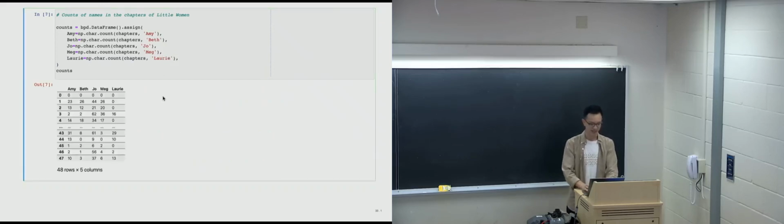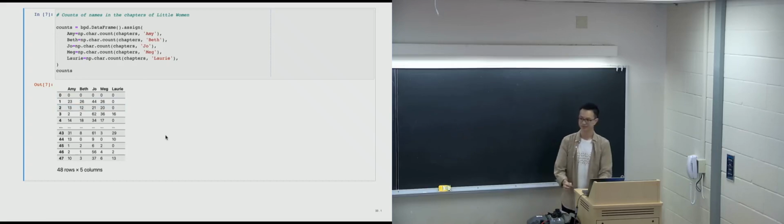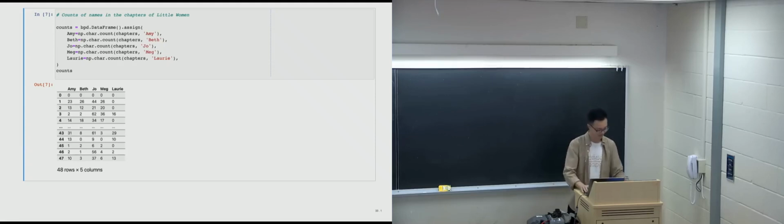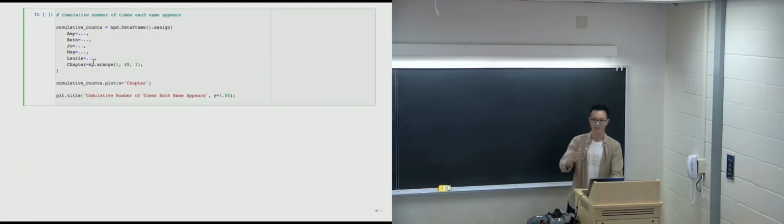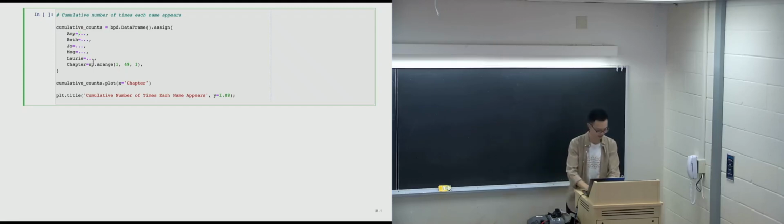And we'll see that in chapter 1, Amy was mentioned 23 times, Beth was mentioned 26 times, Joe was mentioned 44 times. So we have how many times each person was mentioned in each chapter. What can we do with this information? What we can do is count up the number of times each person was mentioned across the entire book. Okay, so we can do what we call a cumulative count.